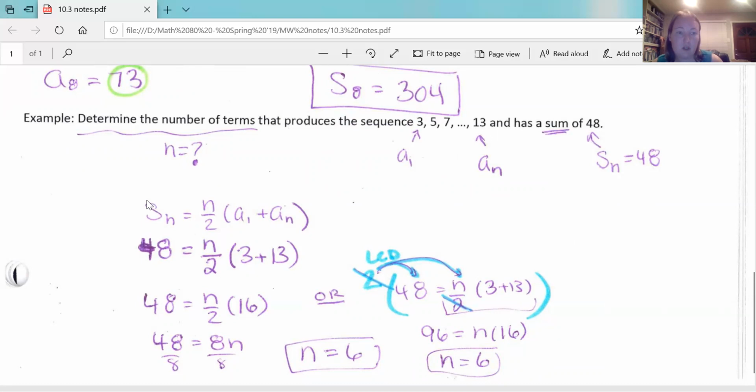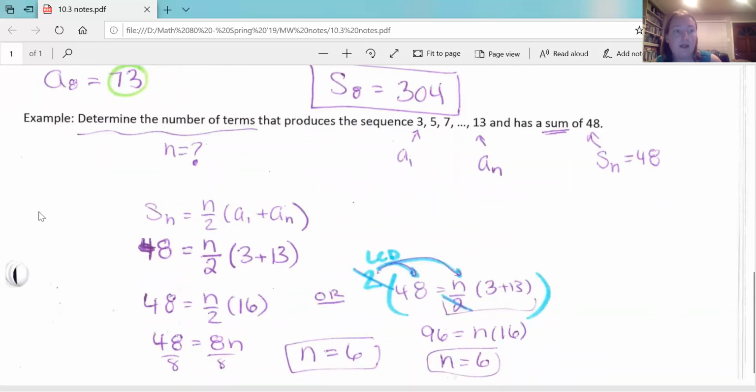So 48 is your S sub n, so you plug that in for your S sub n. You are looking for your n. Your a sub 1 is 3, and your a sub n is 13, and then you solve for your n. You can solve it this way, or at this point, if you want to get rid of the fraction, you can also do the LCD method. 2 times this, and then 2 times this term. Don't distribute it to these, because by doing it to this, you're actually doing it to that whole expression.